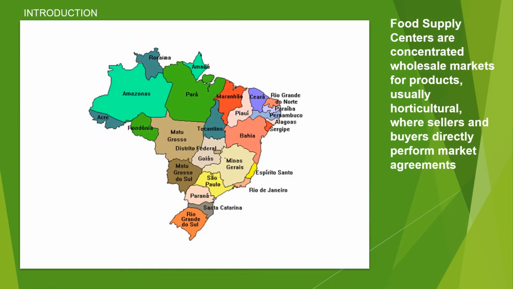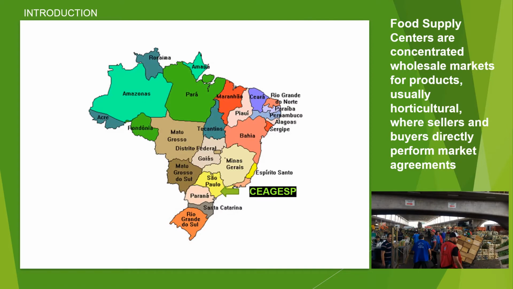Food supply centers are concentrated wholesale markets for products, usually horticultural, where sellers and buyers directly perform market agreements. The food supply center object of this study is called IWACP and is located in São Paulo City, in Brazil.